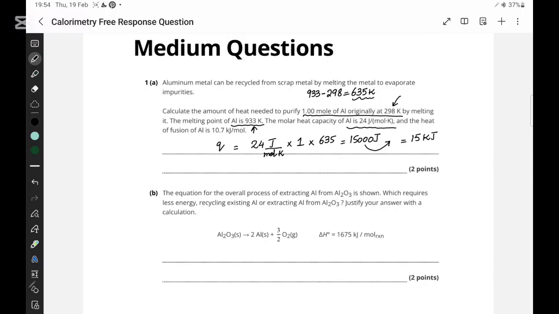Now we are going to add the heat of fusion. Heat of fusion is the heat required to melt 1 mole of the substance. So I'm going to add the heat of fusion, 10.7, to the previous value. 10.7 plus 15, and the answer comes out to be 26 kilojoules.